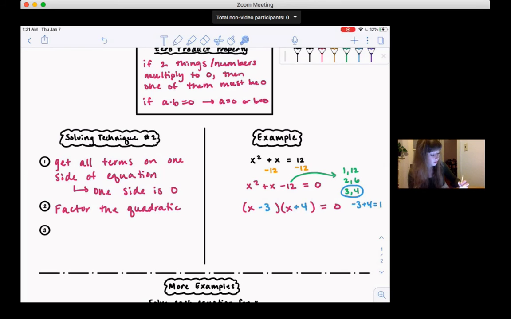Let's do a quick check. X times x is x squared. X times 4 is 4x. Minus 3 times x is minus 3x. So we have 4x and minus 3x. That gives us our middle term of just 1x. And then minus 3 times positive 4 is minus 12. So we did it right. Okay, so we factored. Now our third step is to use the zero product property.